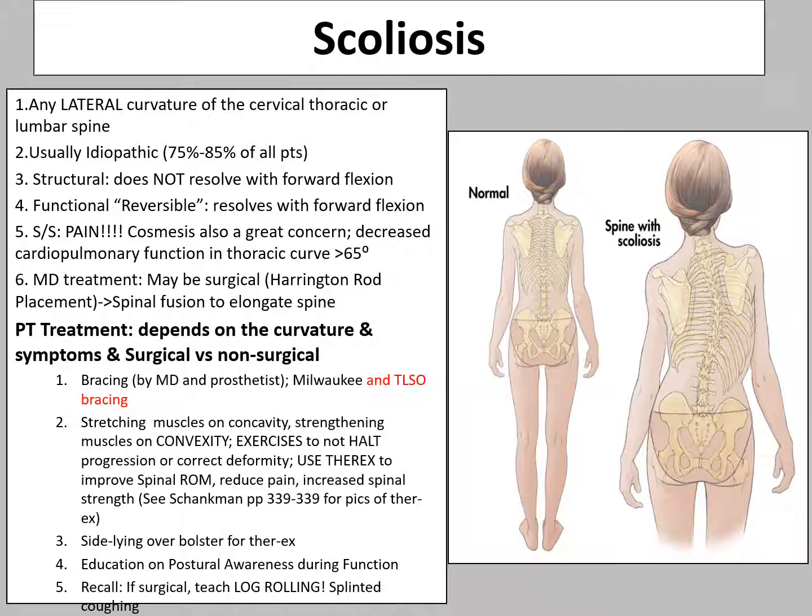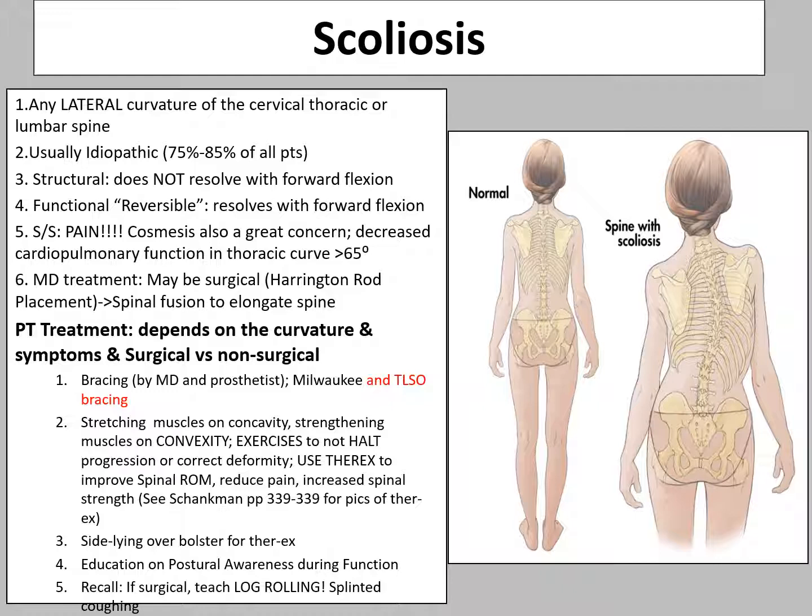Depending on the severity of the scoliosis, a surgeon may go ahead and insert Harrington rods or perform spinal fusion to try to stop or correct the scoliosis. Patients can also be placed in a brace, either a Milwaukee brace or a TLSO brace, that will encompass the entire spine to try to help them get better alignment.